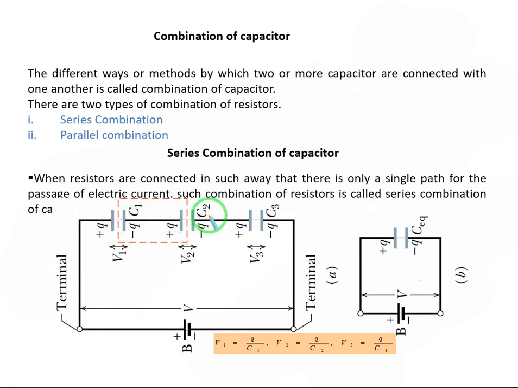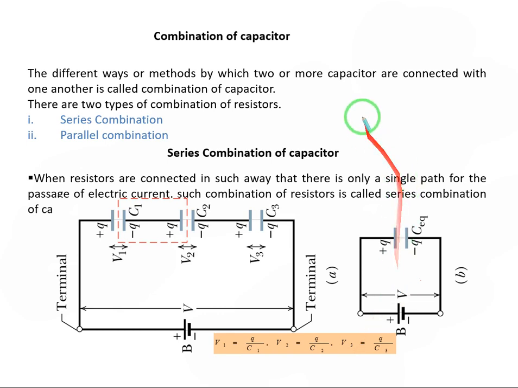In a series combination, again, voltage is going to change: V1, V2 and V3. The charge or the current, because current is directly proportional to charge, is going to be constant. So V1 is equal to Q divided by C1. Why do we say Q? Because the charge is the same in a series combination. In V2 we have Q divided by C2, again the charge is constant. V3 is the constant charge divided by C3.